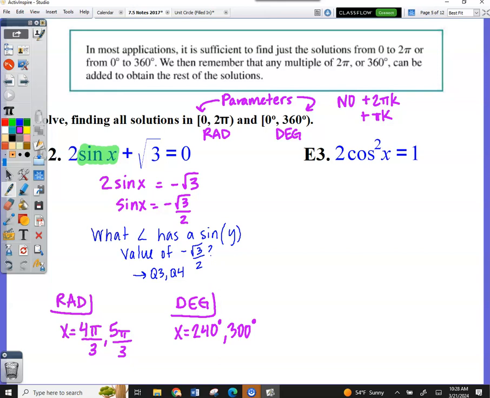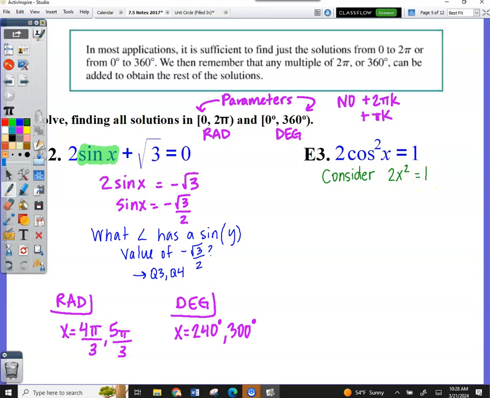All right, let's do the next one. We've got 2 cosine squared of x equals 1. If this is bothering you, then I'm going to change colors. Consider rewriting it with x for cosine and y for sine. So this is just 2x squared equals 1.